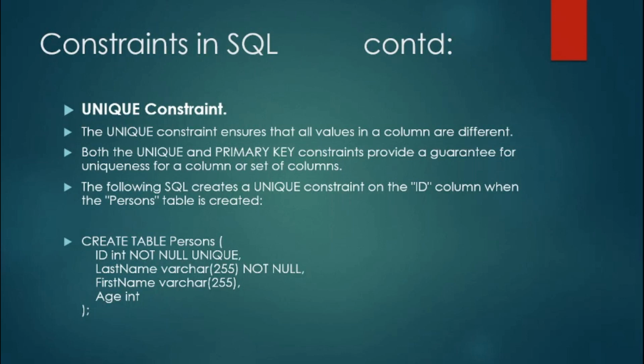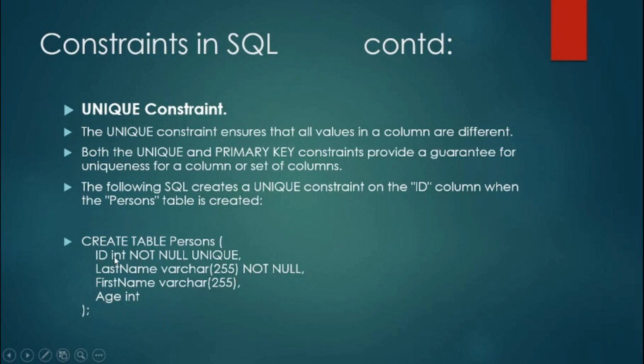Second is the unique constraint. What it generally tells is that all the values in this column should be different. Both unique and primary key will ensure that the data in a particular column should be unique. They are generally used to ensure the uniqueness of the data in a particular column. So how will you enforce this unique constraint?